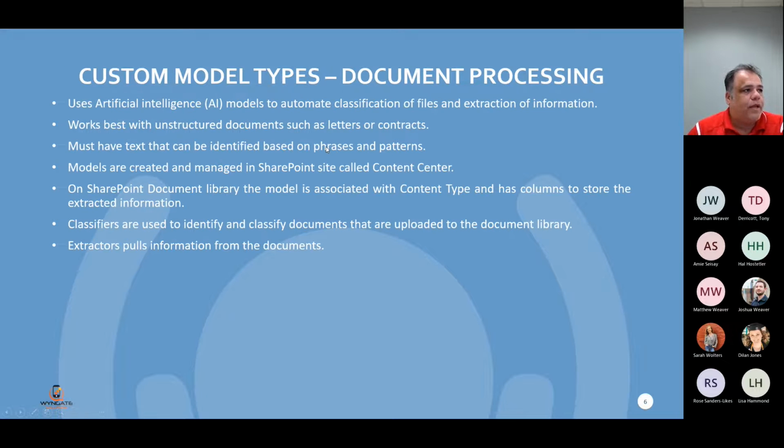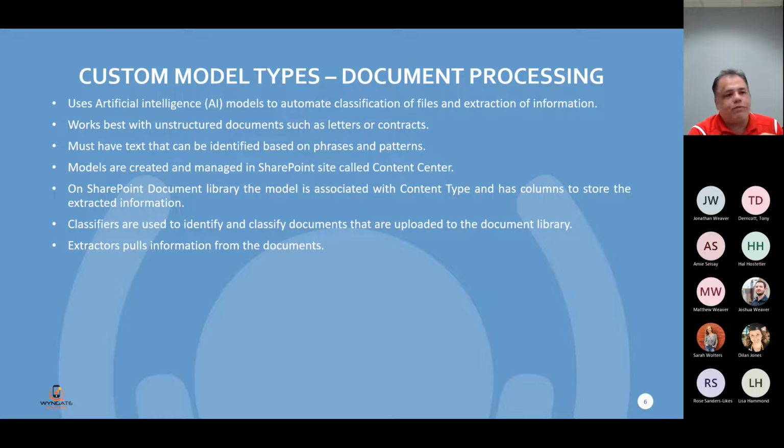So basically, the first one is the document processing. It uses artificial intelligence models to automate classifications of files and extraction of information. Basically, you'll have to define what kind of document it is. You'll have to specify how the AI or the machine learning identifies that this is a document of a contract or a work order kind of stuff. And then what kind of information are you extracting from this particular document?